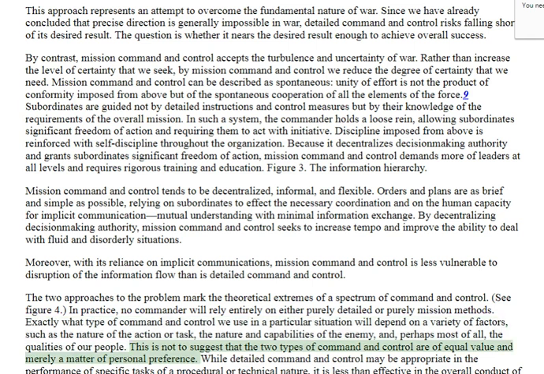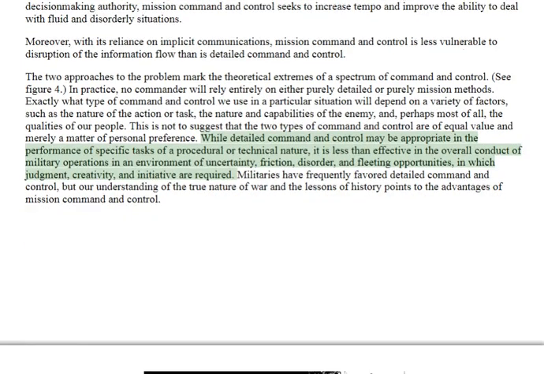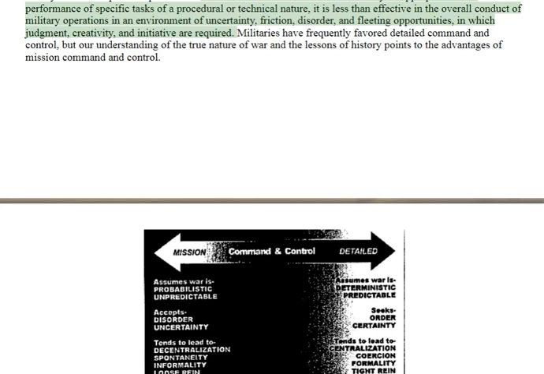This is not to suggest that the two types of command and control are of equal value and merely a matter of personal preference. While detailed command and control may be appropriate in the performance of specific tasks of a procedural or technical nature, it is less than effective in the overall conduct of military operations in an environment of uncertainty, friction, disorder, and fleeting opportunities, in which judgment, creativity, and initiative are required.